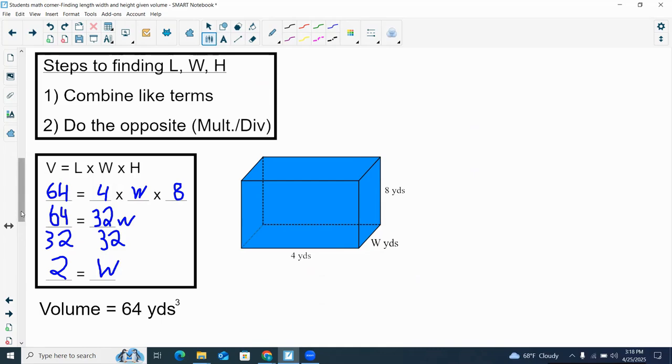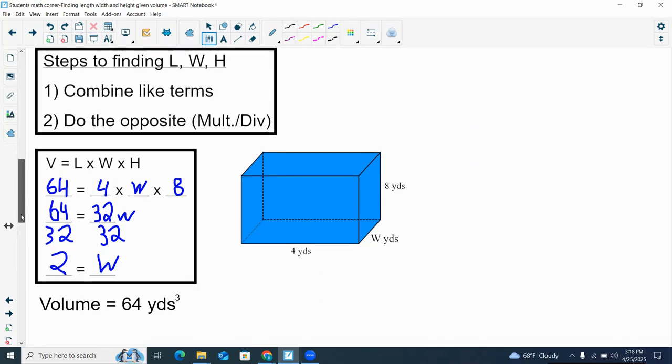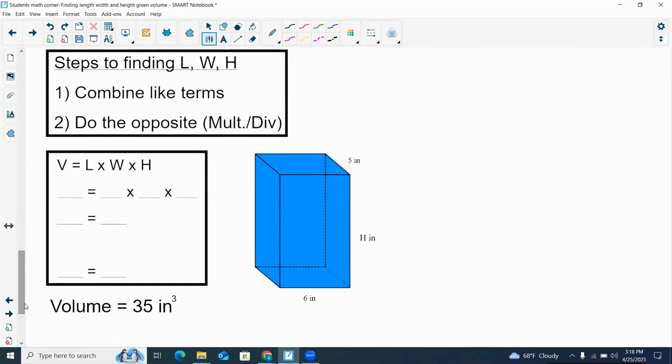Hopefully you're starting to see the pattern and it's becoming a little bit more clear for you. But let's do one more just to be safe. So I've got a new rectangular prism. This time, the length is 6, the height we don't know, but the width is 5, and the volume is 35. So let's go ahead and fill in what we know. 35 for the volume, the length is 6, the width is 5, but we don't know what the h is, the height. That's what we're solving for.